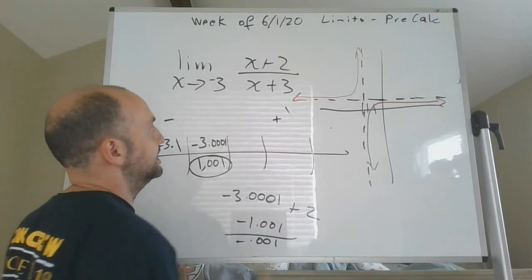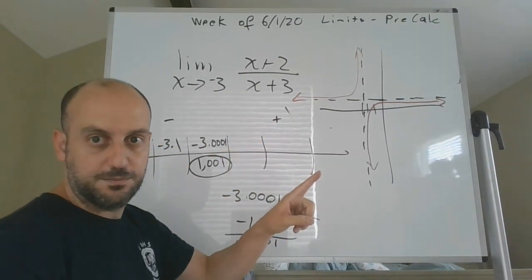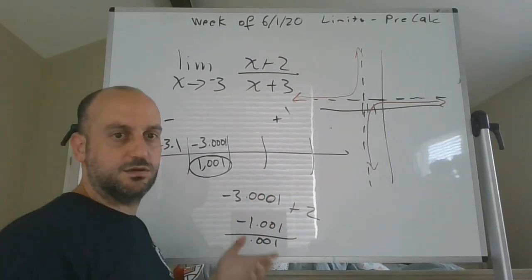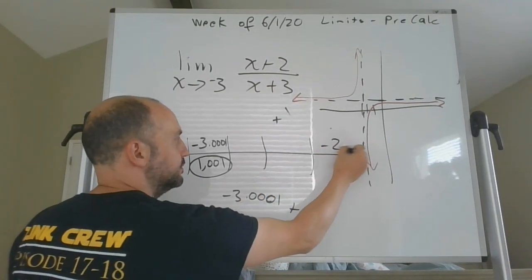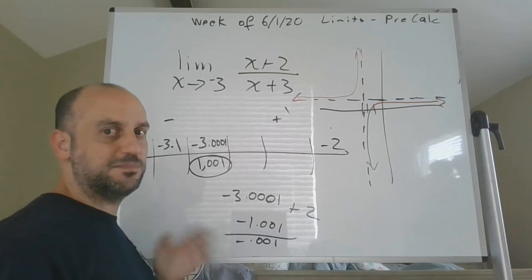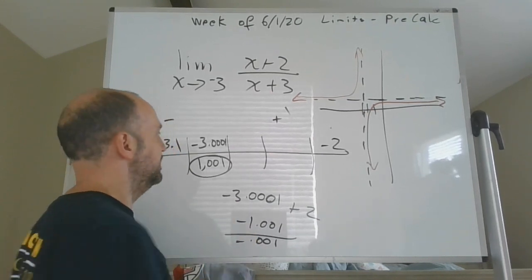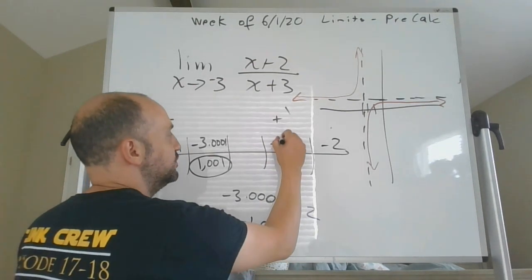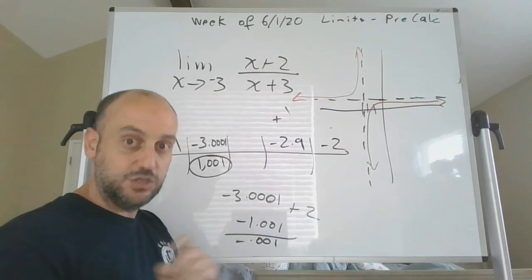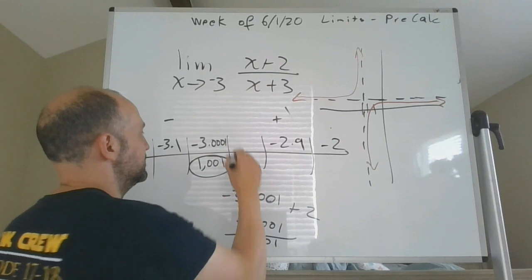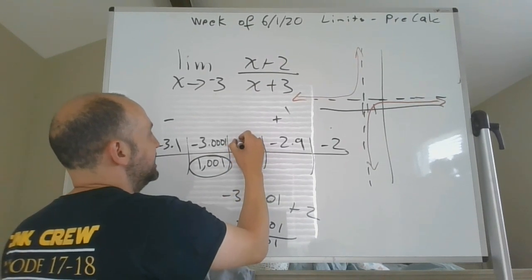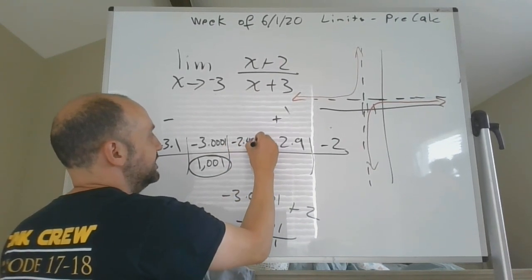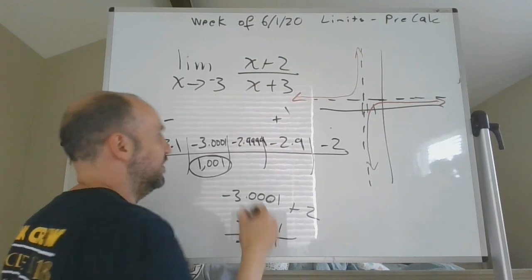Now from the right. What's to the right of negative 3? Okay. Now you can say, oh, to the right of negative 3 is negative 2. You're right. That's greater than negative 3, but you're not thinking close enough. Oh, to the right of negative 3 would be negative 2.9. That's cute. I want you to get really close. Okay, how about negative 2.9999? Okay, now we're talking.